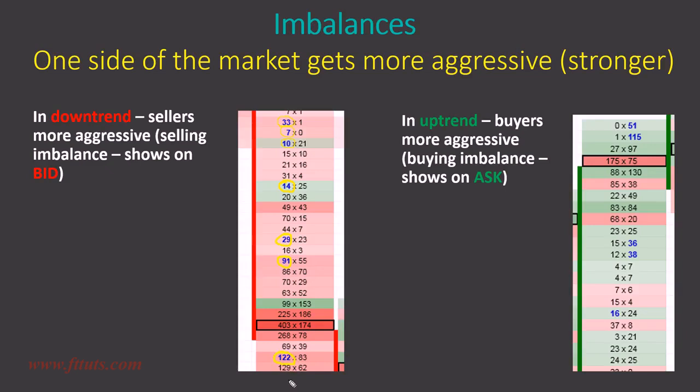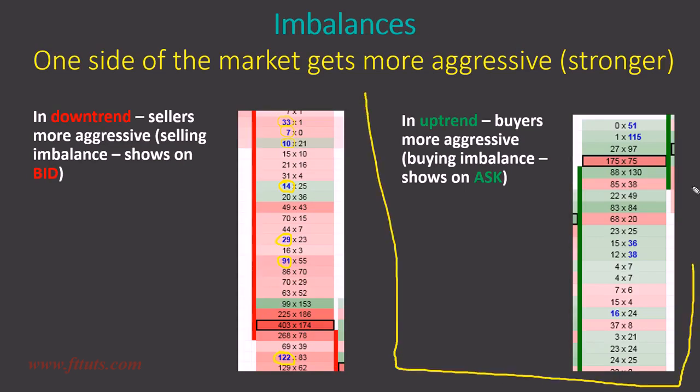Those are selling imbalances. Now, those blue numbers mark that sellers were way more aggressive at those price levels than the buyers. If there are a lot of those selling imbalances, that means that the sellers are really aggressive, and usually they are pushing the price aggressively downwards.